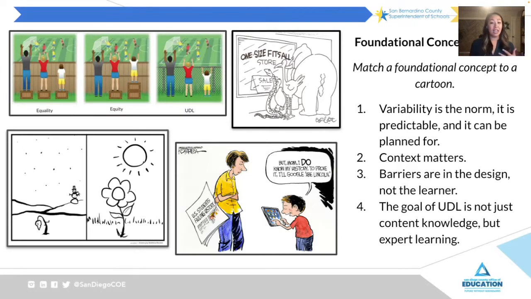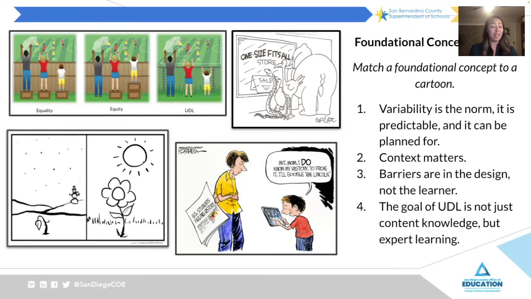Barriers are in the design, not the learner. This one was probably the most powerful for me to understand as an educator, that it's not the learner who has the problem. The students are not broken. It's the design of the content. So if you're teaching a lesson and if 80% of your students are not understanding the lesson or the content being provided, as an educator, I need to do something as the adult to make sure that these students have access to the curriculum. How can I teach it in a different way where there won't be 80% of my students who are struggling with it?